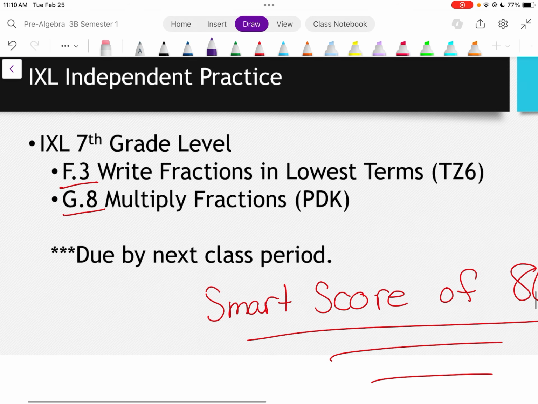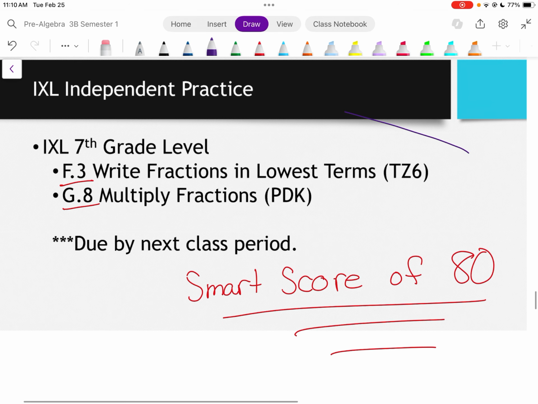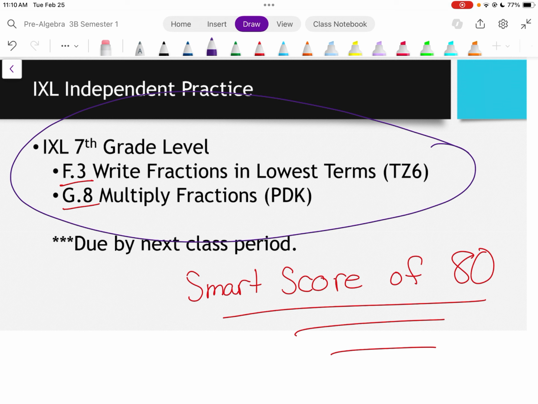So again, those were some examples of writing fractions in lowest terms. So you can go ahead, work on these two IXLs to a SMART score of 80.